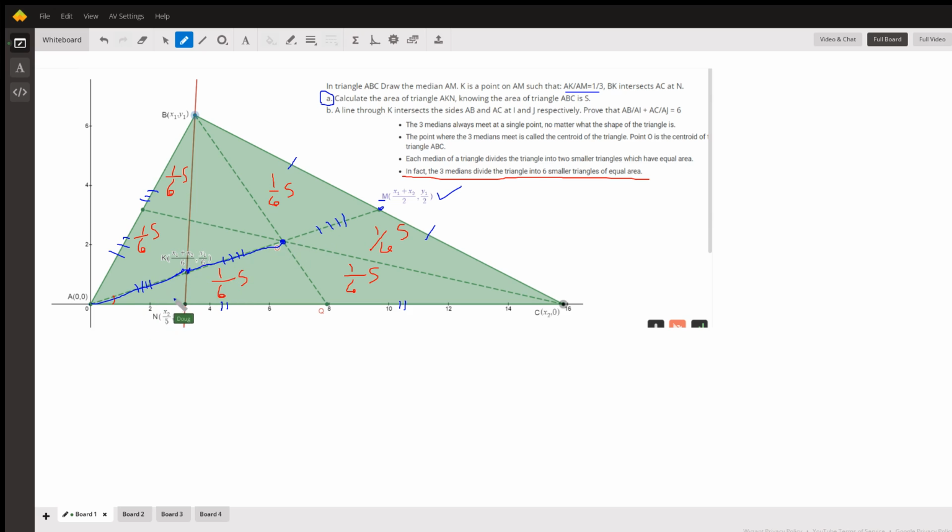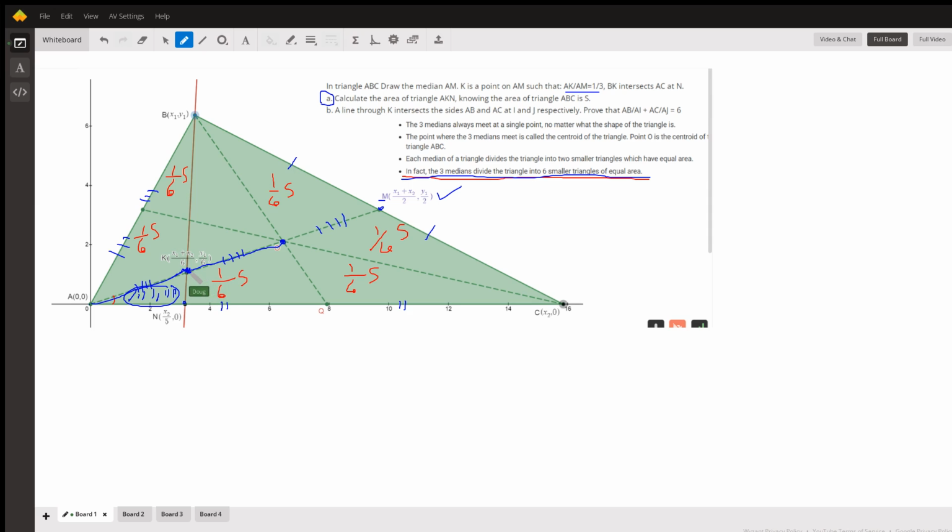Okay, and we're going to focus on finding the coordinates of point K, the coordinates of point N, and then, oh, by the way, this last sentence here tells us that the three medians divide the big triangle into 6 triangles of equal area. So every one of these triangles is 1/6 S. And we want to find the area of this triangle right here. If we could find out what fraction that is of triangle AOQ, then that fraction of 1/6 S would be the fraction of the entire area.